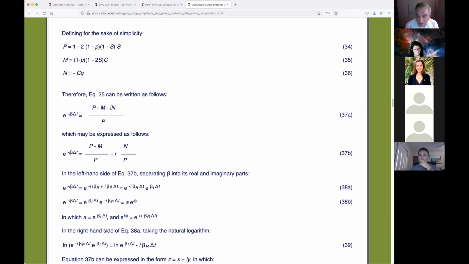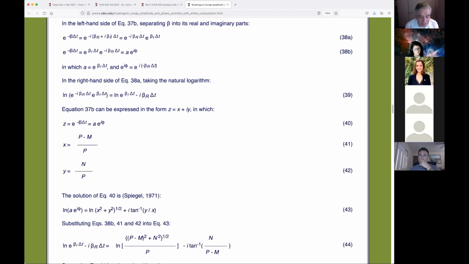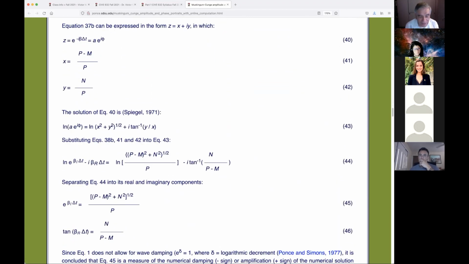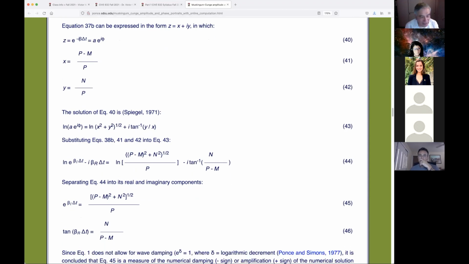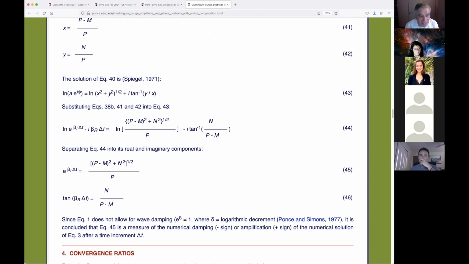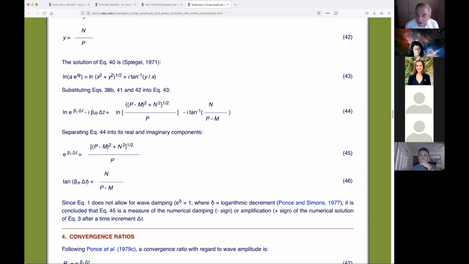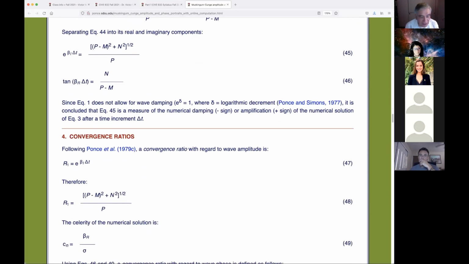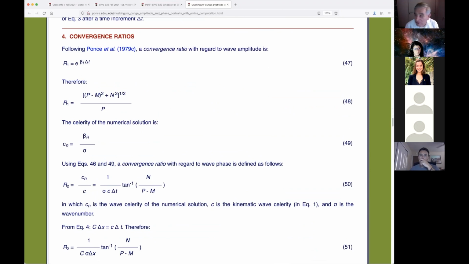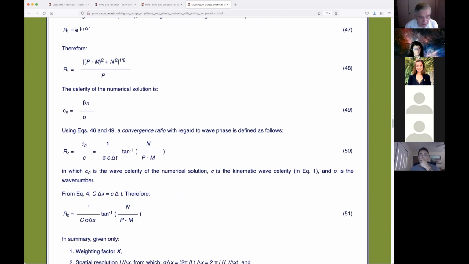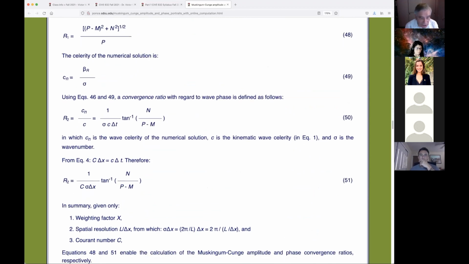And finally, we get 37, 38, the solution of equation 40. Spiegel is the famous book, Schaum's Outline. You all know Schaum's Outline. We get that answer in there. We get the imaginary domain. And finally, we get the convergence ratios, R1 and R2. Those convergence ratios that I identified in my original paper, 1979, which we'll review later on in more detail.